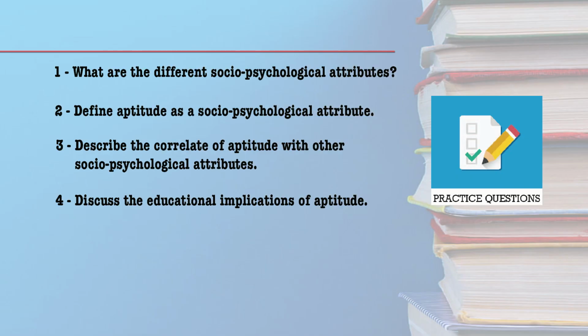So, how to use aptitude in our teaching learning process and our school education system. Now let me focus on some practice questions. I am very hopeful that after going through this video lesson and reading the self learning material given in your module, you will be able to answer these questions. What are the different socio-psychological attributes? Define aptitude as a socio-psychological attribute. Describe the correlates of aptitude with other socio-psychological attributes, and discuss educational implications of aptitude.